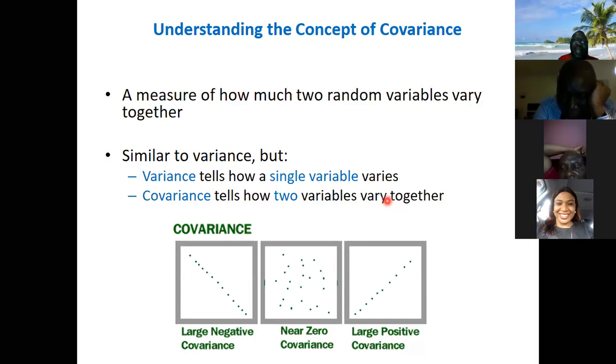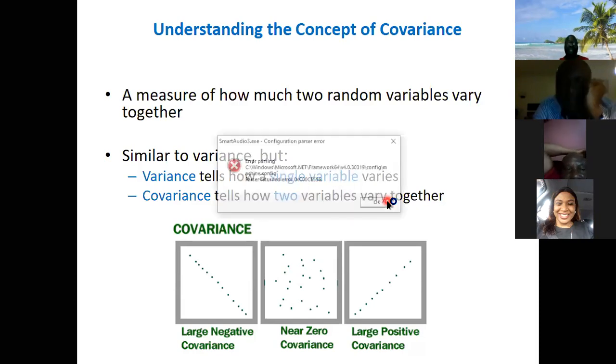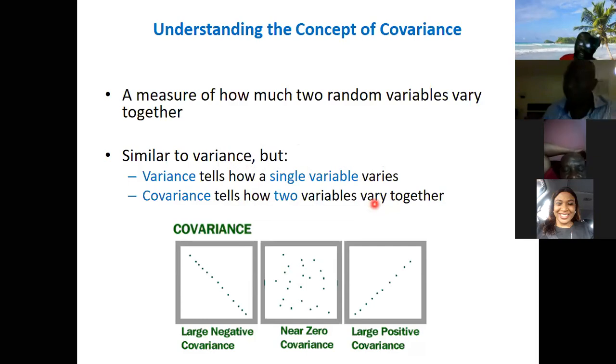But variance tells how a single variable varies. It's like height: how height varies among children, or how weight varies among children. That is variance. But covariance is talking about two variables, maybe height and weight. How do they vary among the children? So variance talks about variability of a single variable, while covariance tells about how two variables vary together.